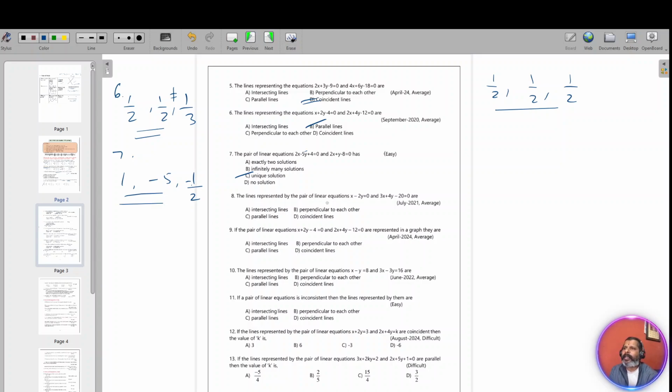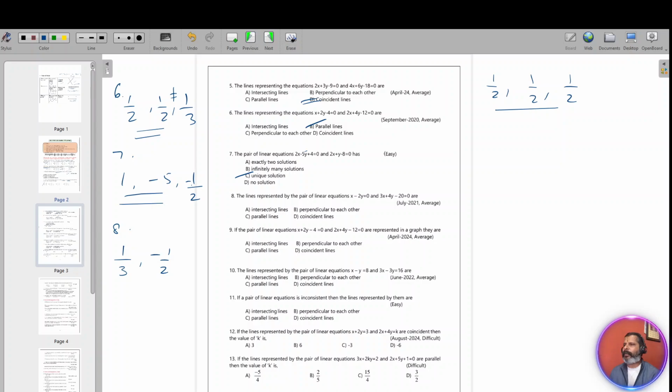Eighth one, the lines represented by these equations are what? So I'll take the equation ratios. Eighth one, the x coefficient is 1, 1 by 3, minus 2 by 4 means minus 1 by 2. They are not equal. So they are intersecting lines.